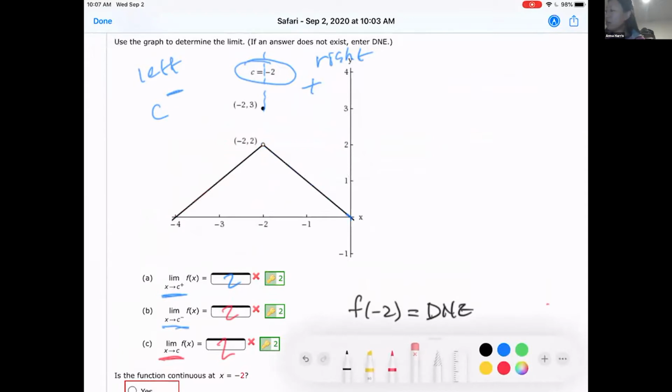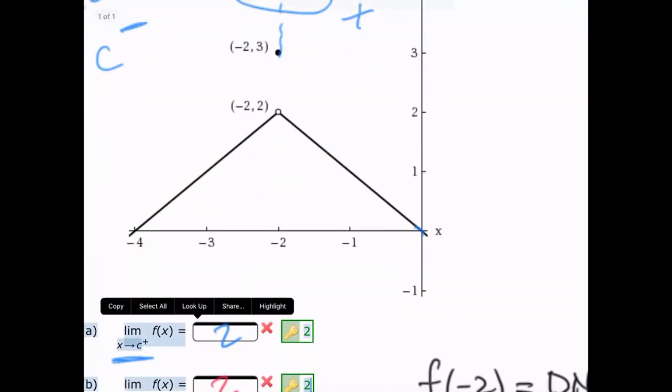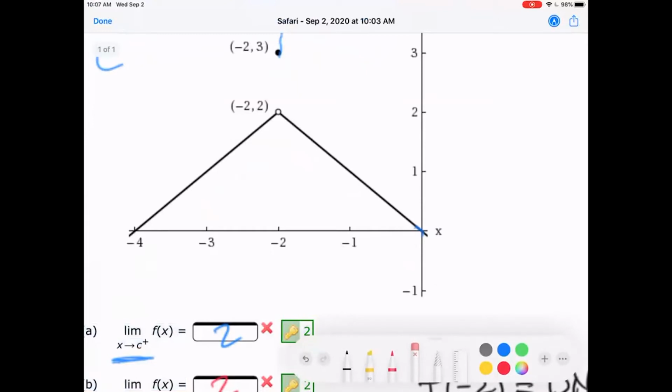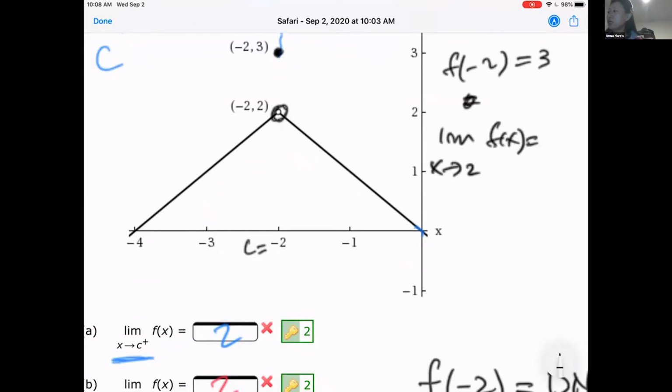All right, did you see? I'm gonna make this graph a little bit bigger. Okay, so this is your c. Looking at that, because this is an open circle, you'd say it does not exist. I made a mistake, right? What is f of -2? Right here, isn't it? Which is what? 3. What is the limit as x approaches -2 of f of x? 2.